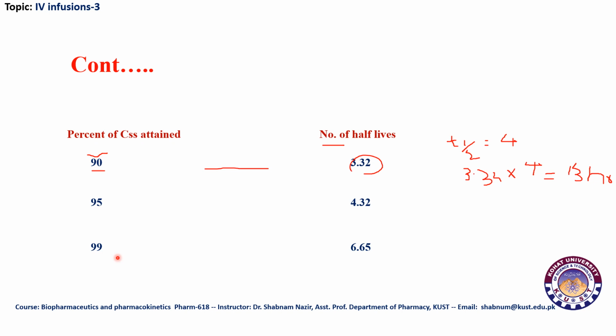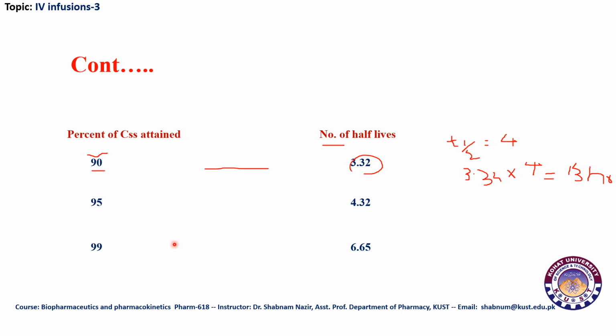So if the drug in question has a half-life of 4, multiply that with 6.65. The value would be around 25 to 26 hours. So this much time would be taken to achieve this level. According to that, the level or rate of infusion can be set, and then the required results can be obtained.